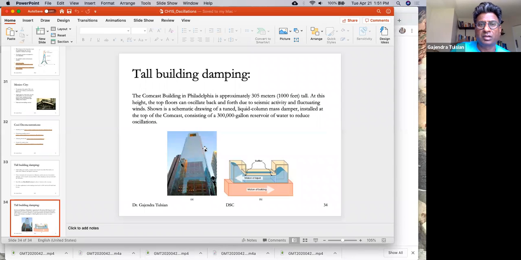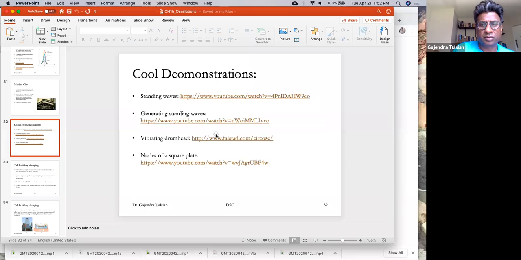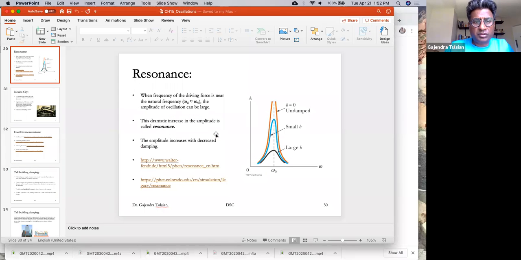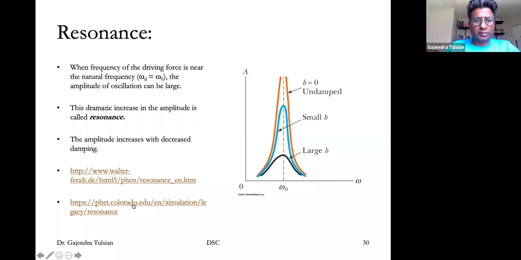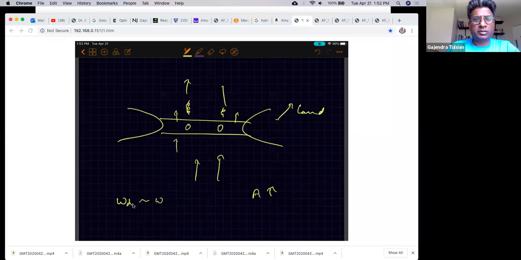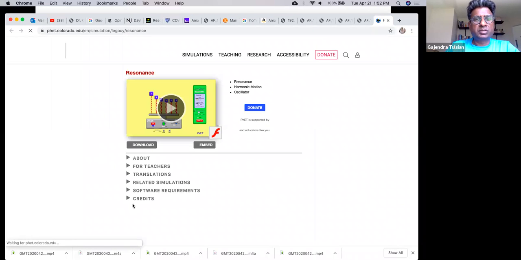So here's a building in Philadelphia, and here's how you can incorporate damping. At the very top, that structure is filled with water, and as the building sways because of earthquakes, wind, and stuff like that, the water dampens the oscillation. All right, before we quit, let me show you a simulation that is quite good, and actually we'll do a lab based on this simulation.